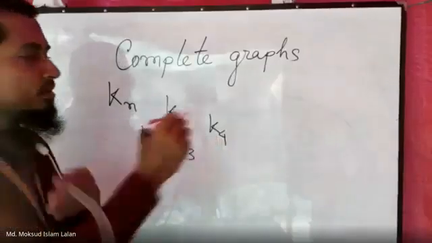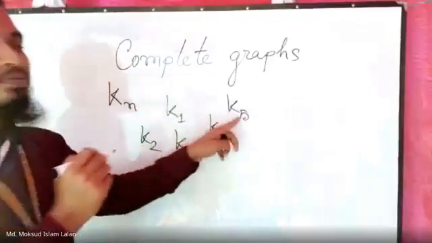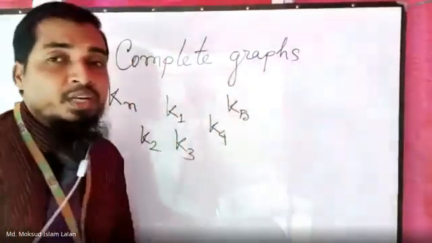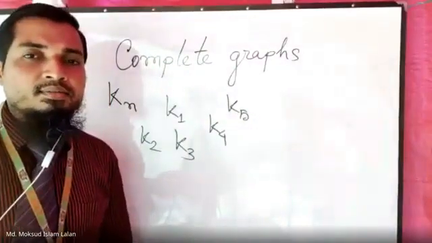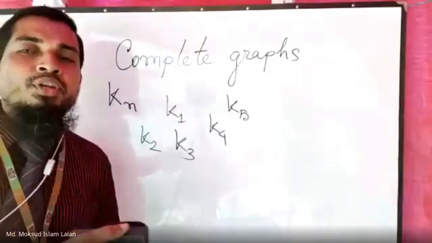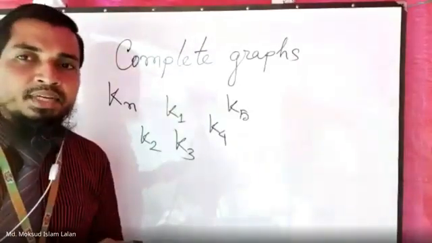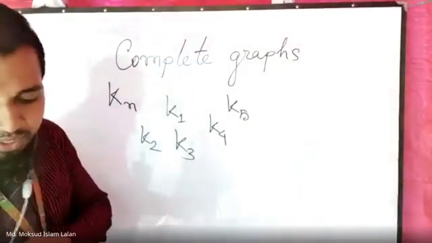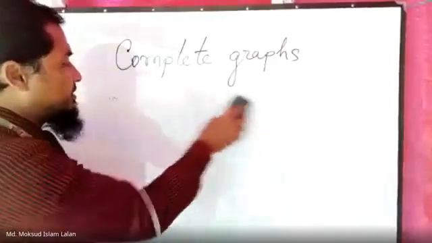K4 means a complete graph for four vertices. If you write K5, a complete graph of 5 vertices. Is it clear? Yes, sir. So what is a complete graph? It is a prerequisite for simple graphs, right? Definitely in a simple graph, you need to derive the complete graph. Is it clear? Basic definition. Yes, sir. It is a simple graph that contains exactly one edge between each pair of distinct vertices.